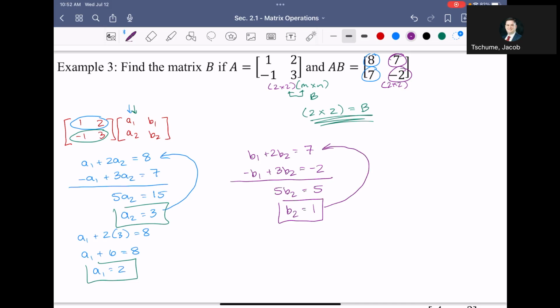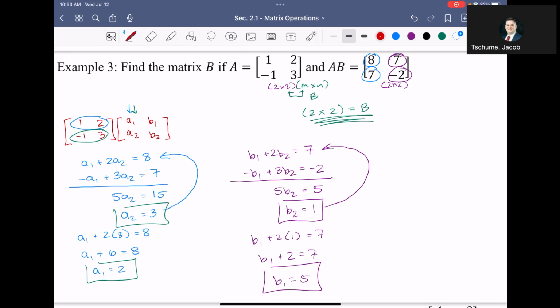Substitute that into one of your equations. It doesn't matter which one. I'll just pick the first one again. So B1 plus 2 times 1 will equal 7. So B1 plus 2 is 7, and thus B1 must be 5. You have found all 4 elements of your B matrix.